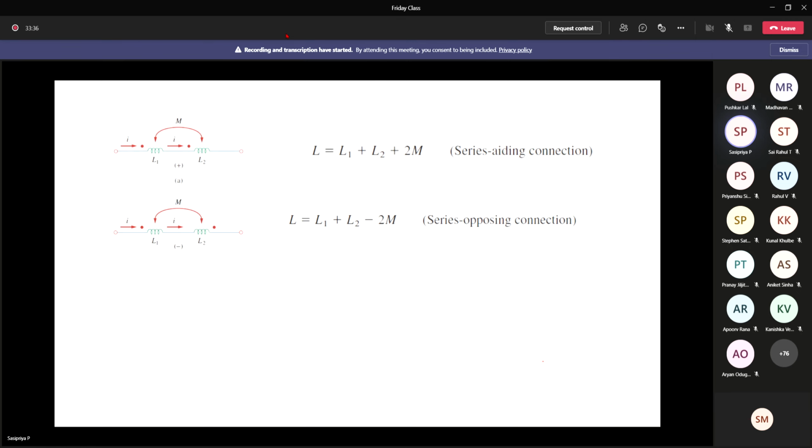So now when you have the series connected magnetic circuits.